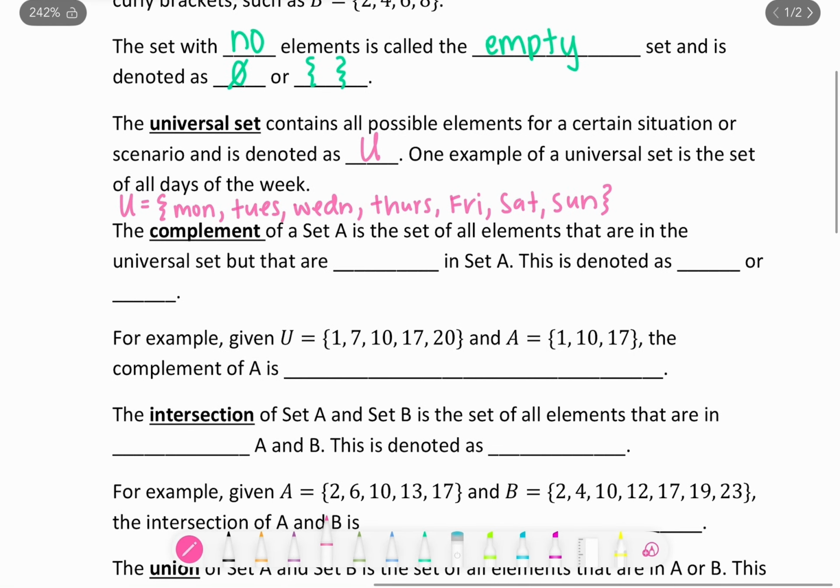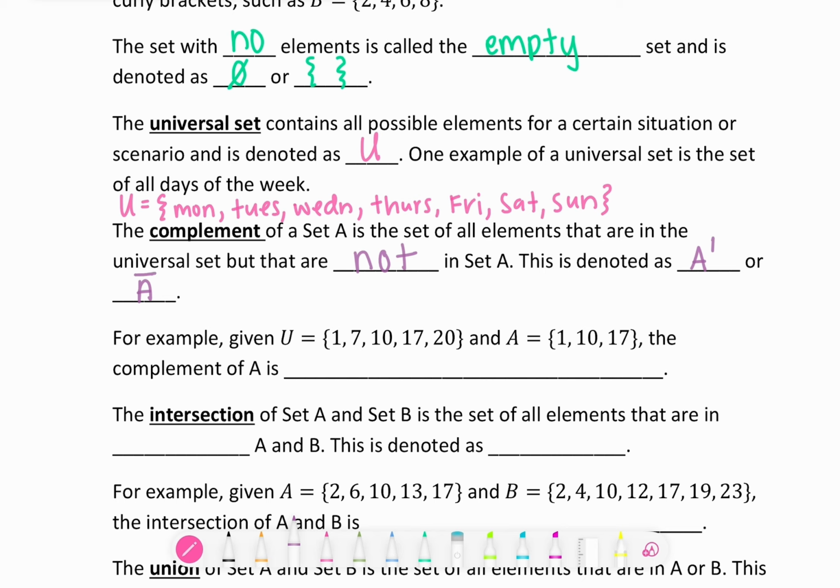All right, the complement of a set is the set of all elements that are in the universal set but are not in set A. So the complement of set A is all of the elements that are in that universal set but they're not in set A. This is denoted one of 2 ways. I tend to use the first one more often. So A prime, kind of like we used to see when we did translations and transformations. Or we can do A with a line on top. Those both mean the complement of a set.